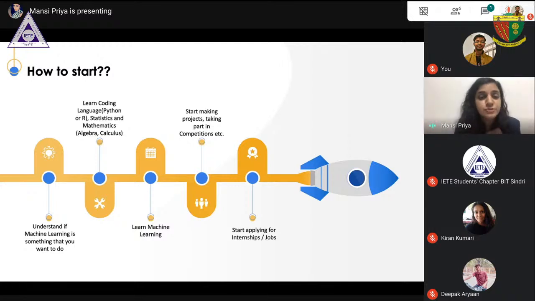After that, when you have decided that okay, you want to go into machine learning, firstly learn something. Some prerequisites are there that you should learn. So firstly, learn a coding language. You can go for Python or R. I generally suggest people to go for Python.